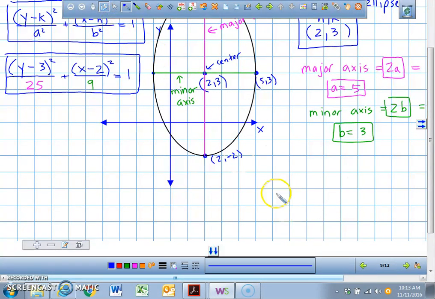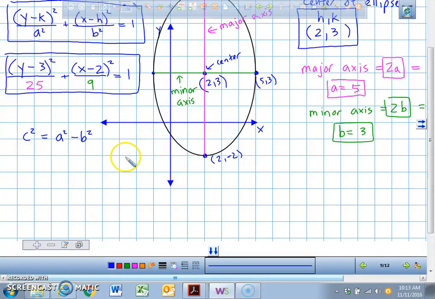Now, what we're going to do next is write c squared equals a squared minus b squared. That might be a little confusing to people because we're used to seeing a squared plus b squared equals c squared from your geometry and the Pythagorean theorem. This is the formula to help you find your foci.